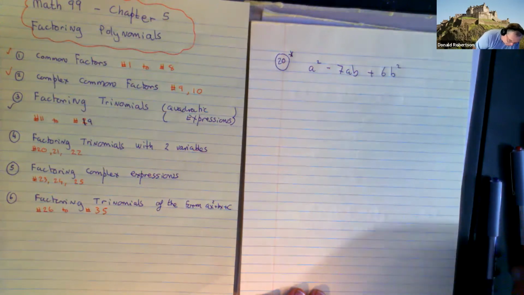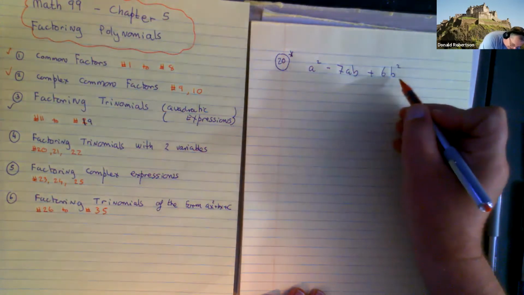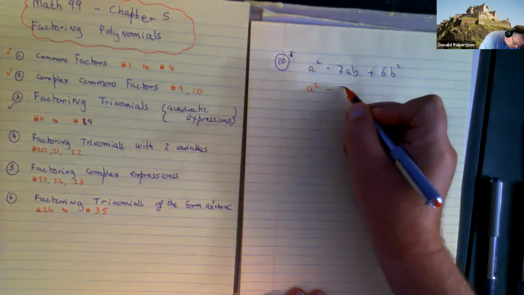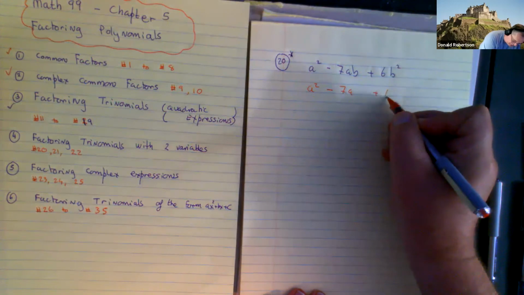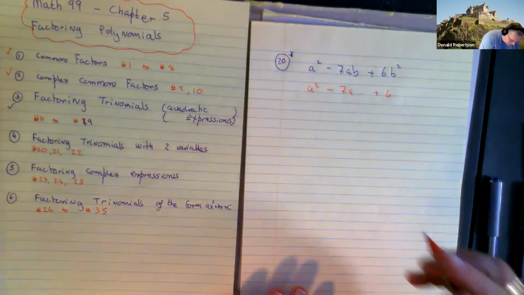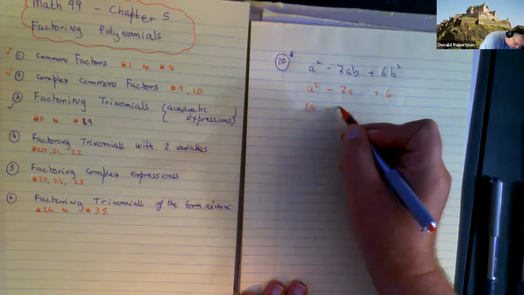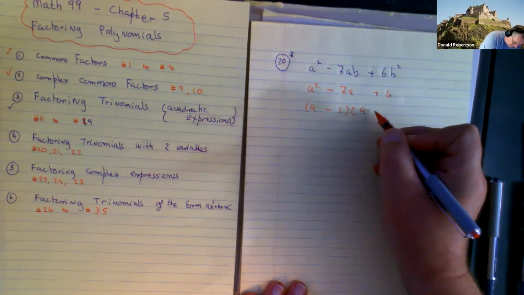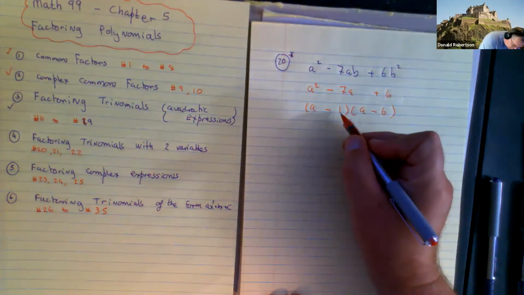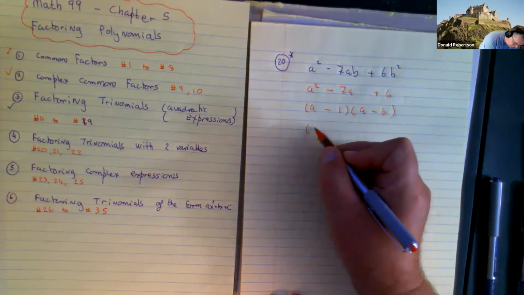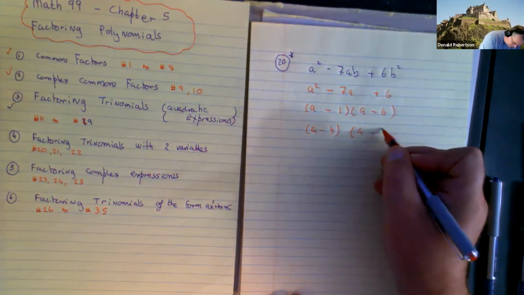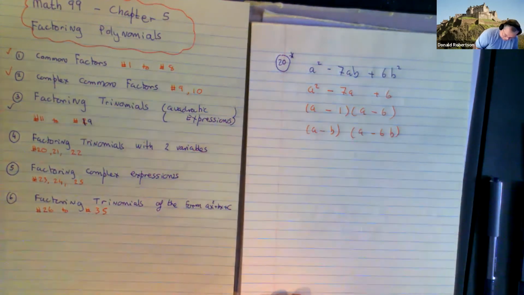Imagine that the b was the number 1. Then this becomes a squared take away 7a plus 6. Now we know how to factor that guy. You can check it, but it's a minus 1, a minus 6. Then you take these numbers, and negative 1 gives you negative 1b, and negative 6 gets you negative 6b.